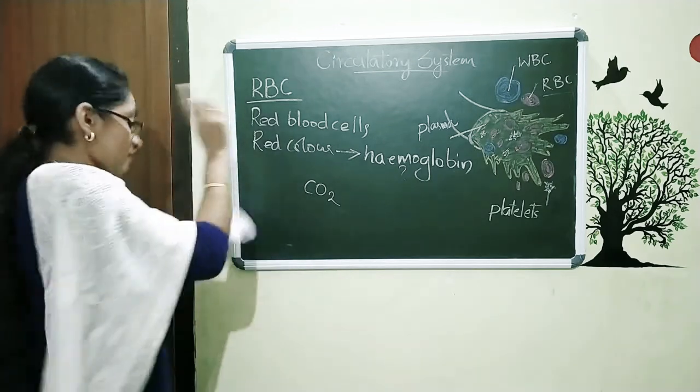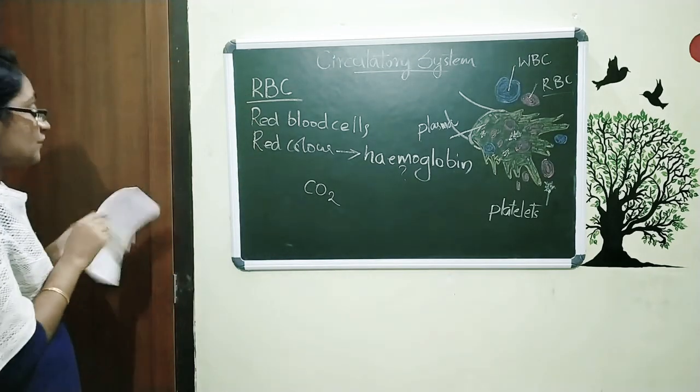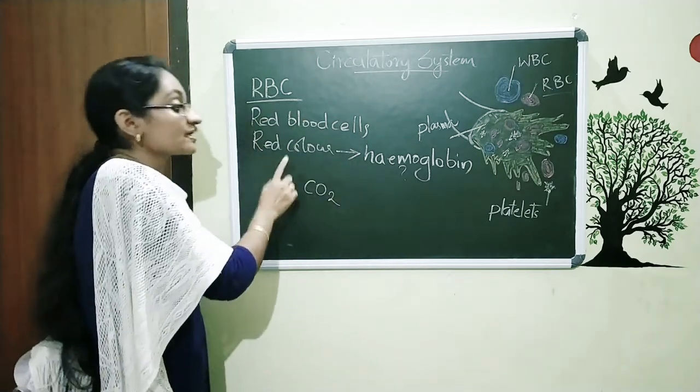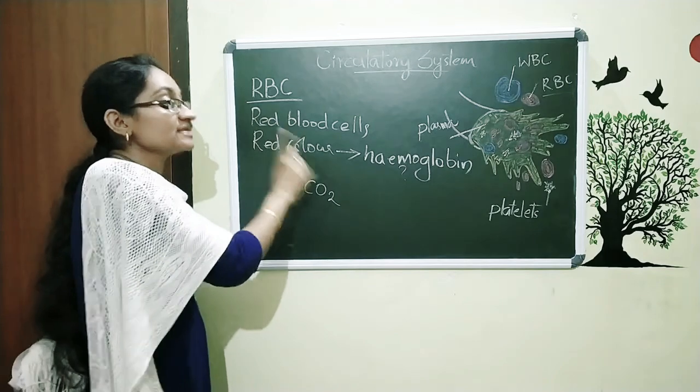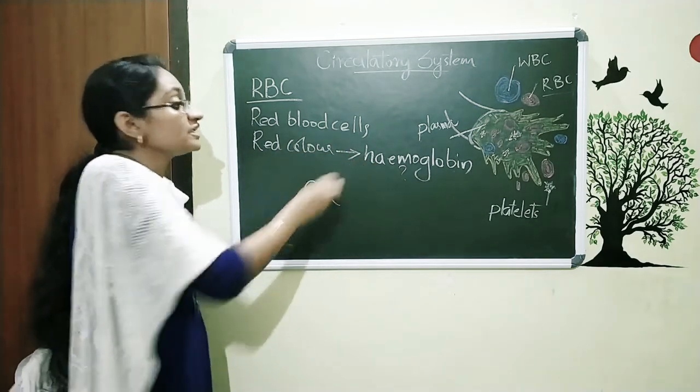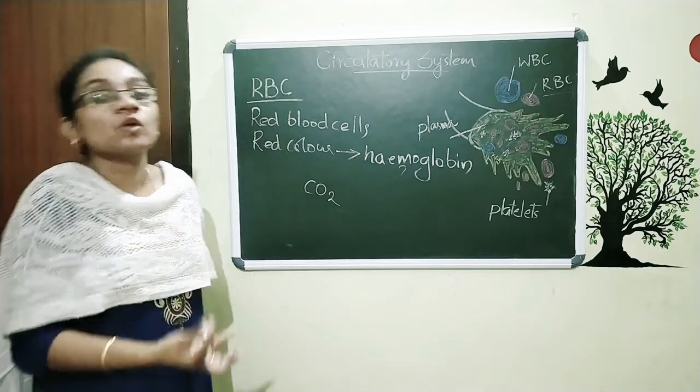About RBC, you have to remember RBC is red blood cells and it is red in color, and that red color is given by a pigment called hemoglobin, and the function of hemoglobin is to collect the oxygen from the lungs to all other parts of our body.